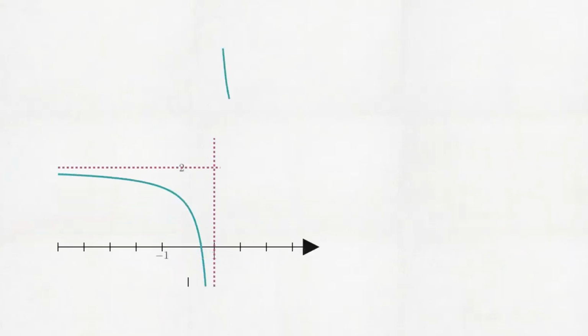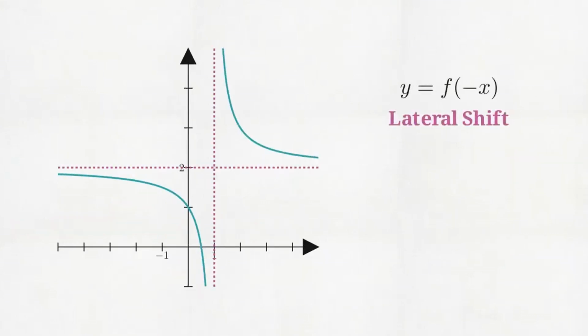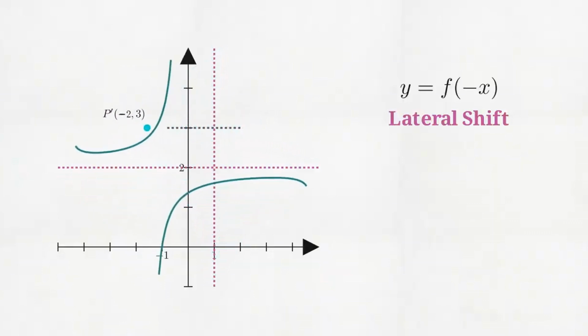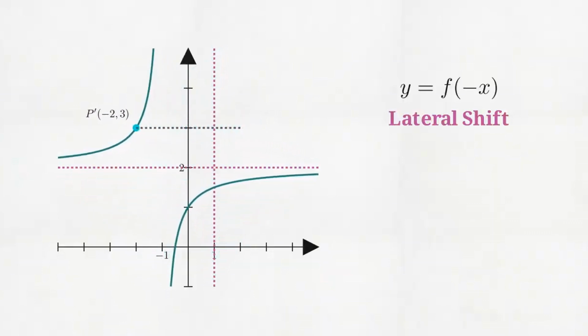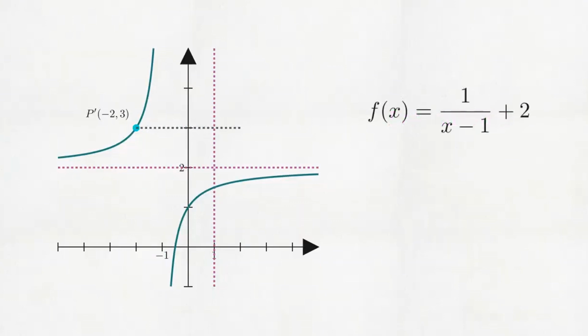A y-axis reflection operates under the rule y equals f of negative x. This creates a lateral shift. Our original point at P(2, 3) now travels horizontally, mirroring across the y-axis to land at P'(negative 2, 3). Let's test the algebra on this lateral shift. Try mentally substituting negative x into our baseline equation. What does the new vertical asymptote become?